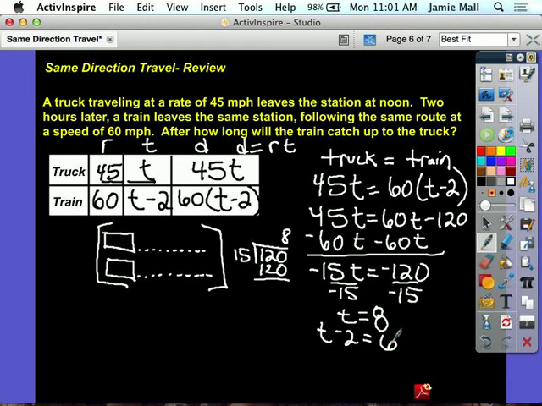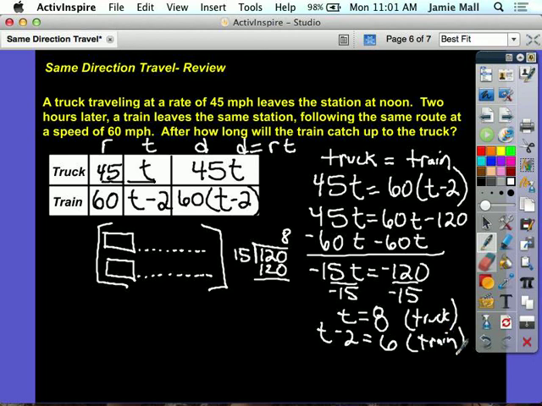So here's what I know. T is the truck. T minus 2 is the train. That's just going to help me for when I go back and answer the question at the end.